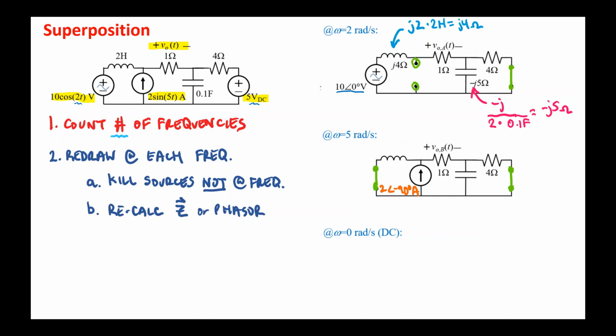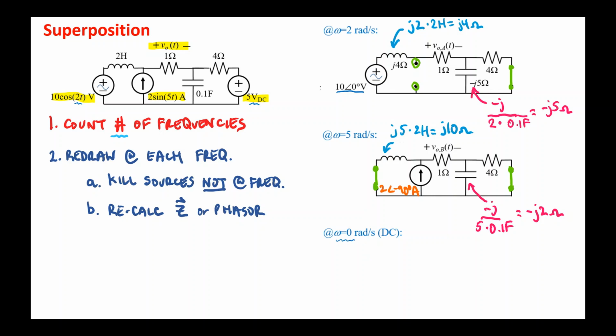To be consistent with that representation, where omega equals 5, I have to recalculate the impedances. That is, the inductive impedance is still j omega L, but now omega is 5, so when I calculate that, it comes out to j10 ohms. Notice how that's different than the j4 ohms when omega equals 2 radians per second. I do the same thing for the capacitor, where this time the capacitor's impedance is minus j2 ohms instead of minus j5 ohms.